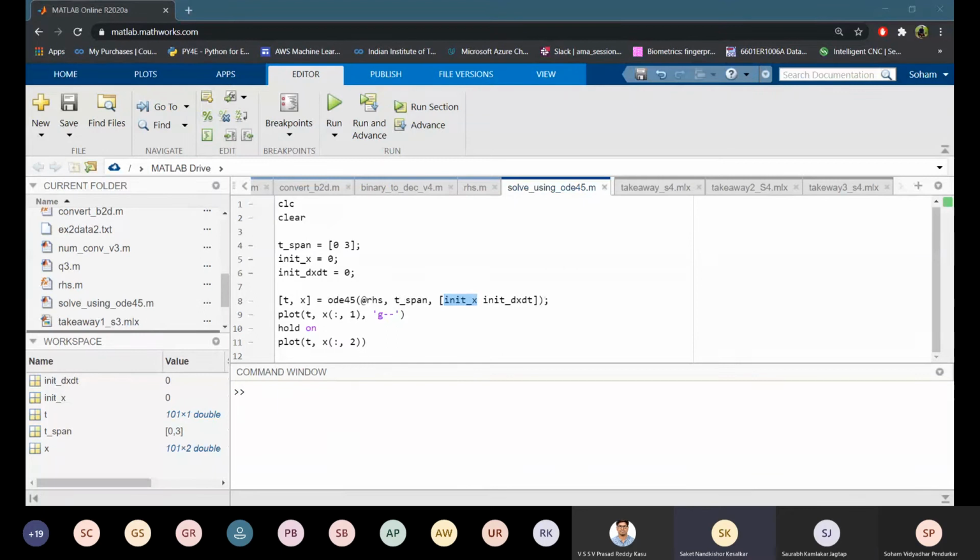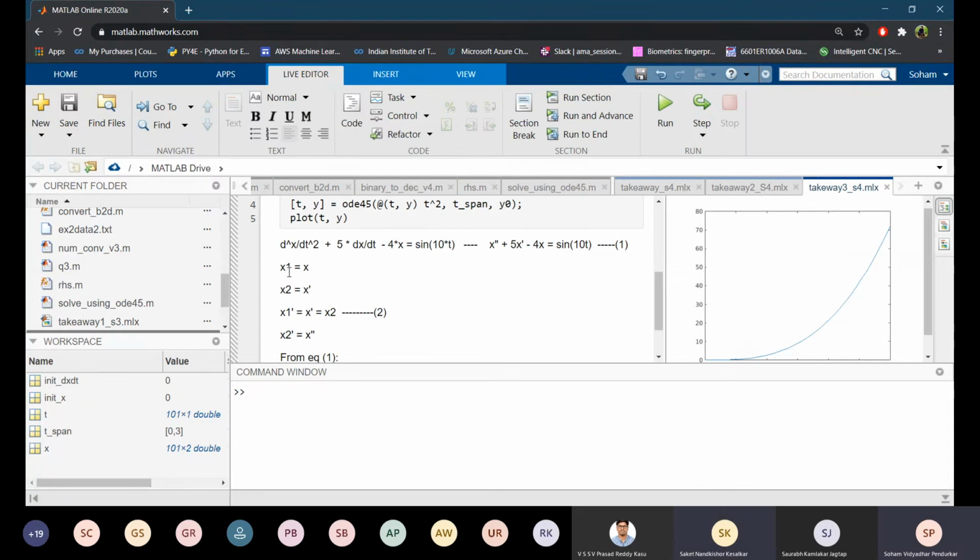Why have we defined x1 and x2 equal to x and x dash? That is how we convert a second order differential equation to a first order differential equation. This is just a mathematical substitution. I just created a variable x1, which is just x, and x2 equals x dash, the differentiation of it. And I'm using those variables to denote the two differential equations that I will solve using ODE45.